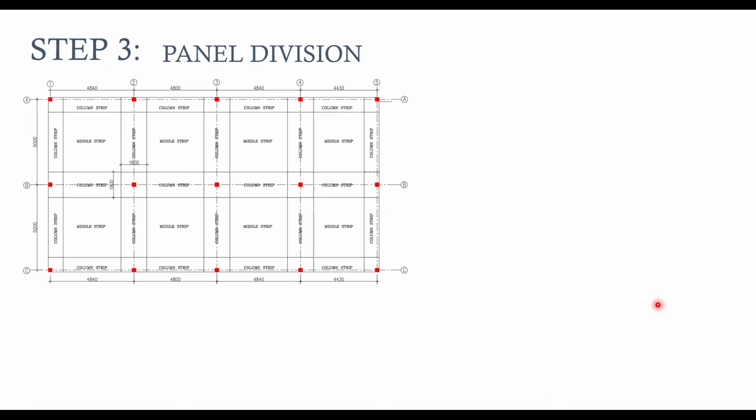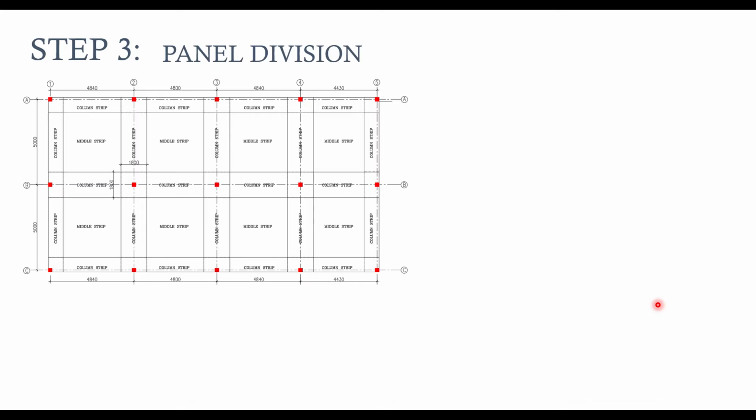The next thing we have to do is to divide our panels into column strip and middle strip. Like I've mentioned in the previous video, in order for us to divide the panel into column strip and middle strip, you need to understand one or two things. One of them is the size of your drop panel. Like I've mentioned, if the size of your drop panel is less than LX/3, then you have to ignore the drop panel. But if it is not, then you have to use your drop panel as a column strip.